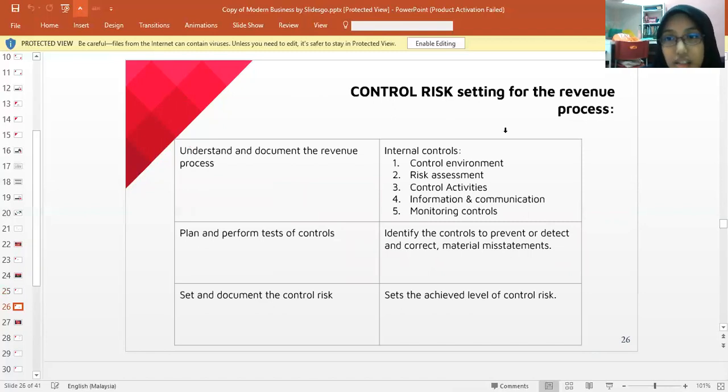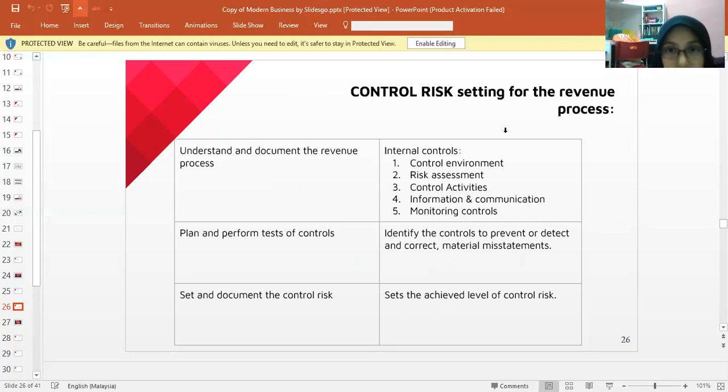Next, control risk setting for the revenue process. There are 3 steps. The first one is to understand and document the revenue process. Understand the revenue process by considering the internal control components that have been presented earlier: control environment, risk assessment, control activities, information and communication, and monitoring controls.